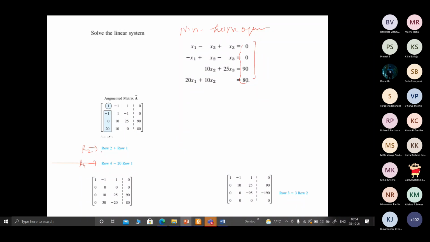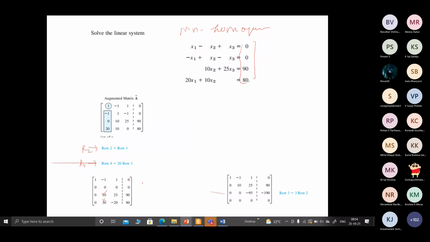R2 is R2 plus R1. R4 is R4 minus 20 R1. Now you see the second row is eliminated. Push it to the back, so that is here. Then with the help of this entry, make this entry 0. So R3, now it is R3 here, they have done it.